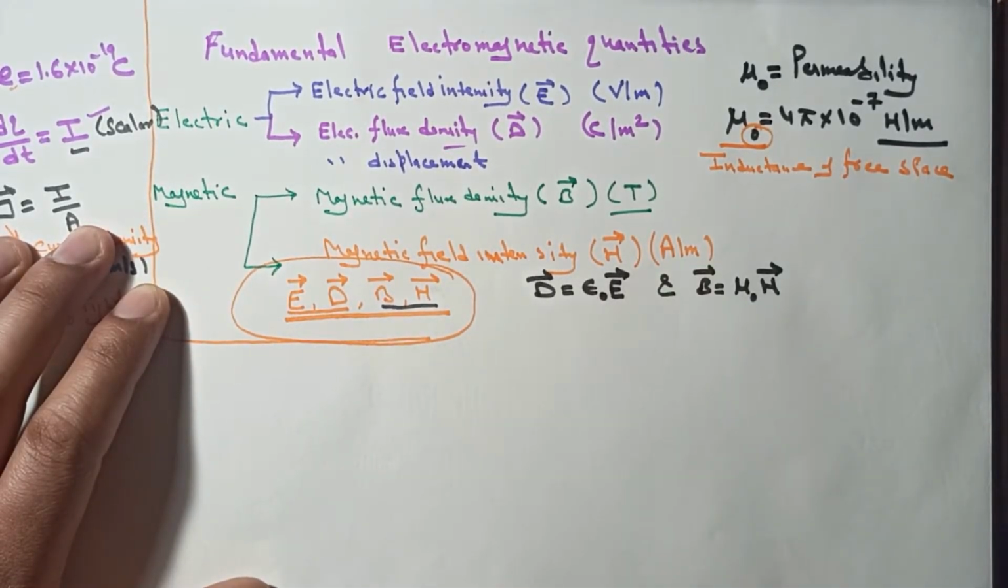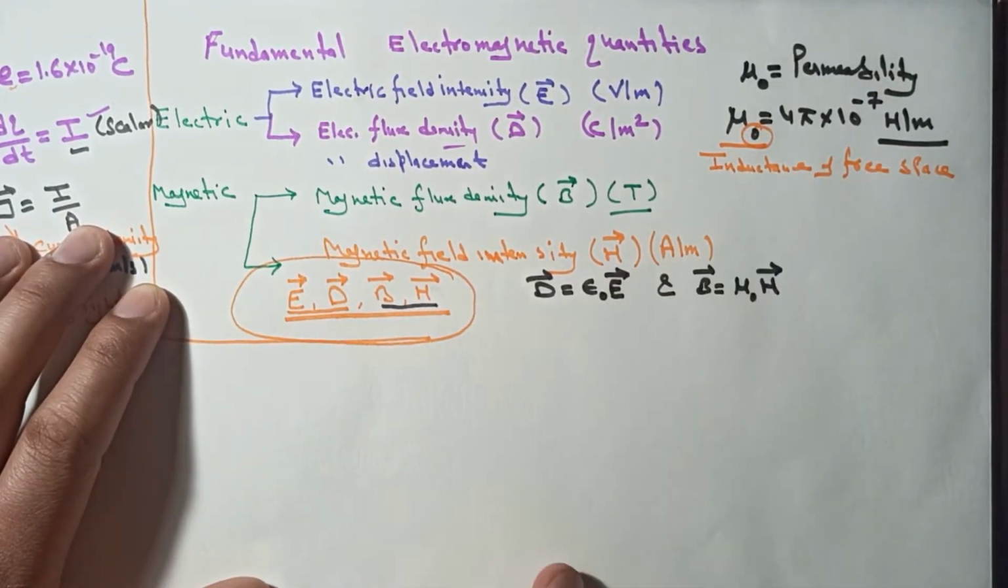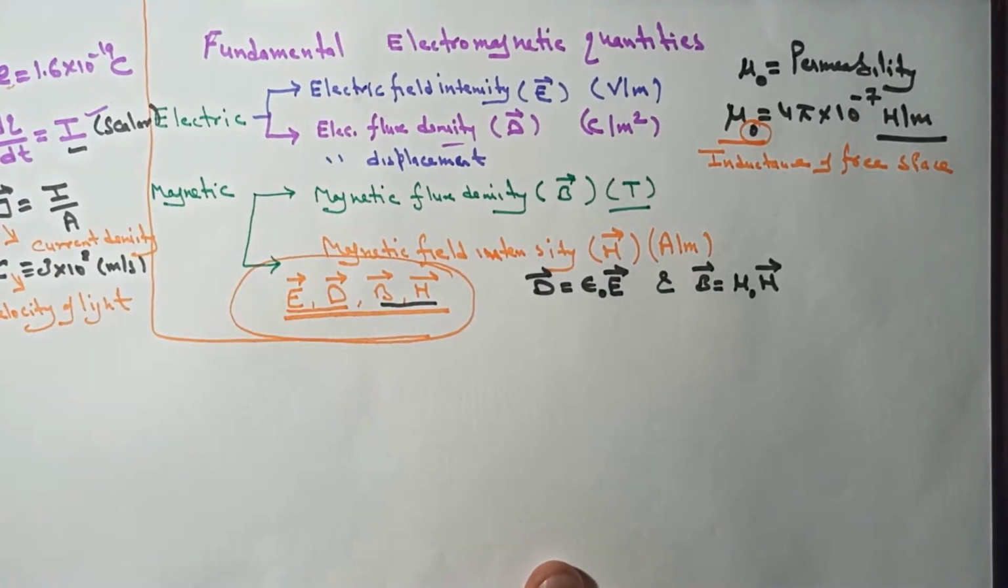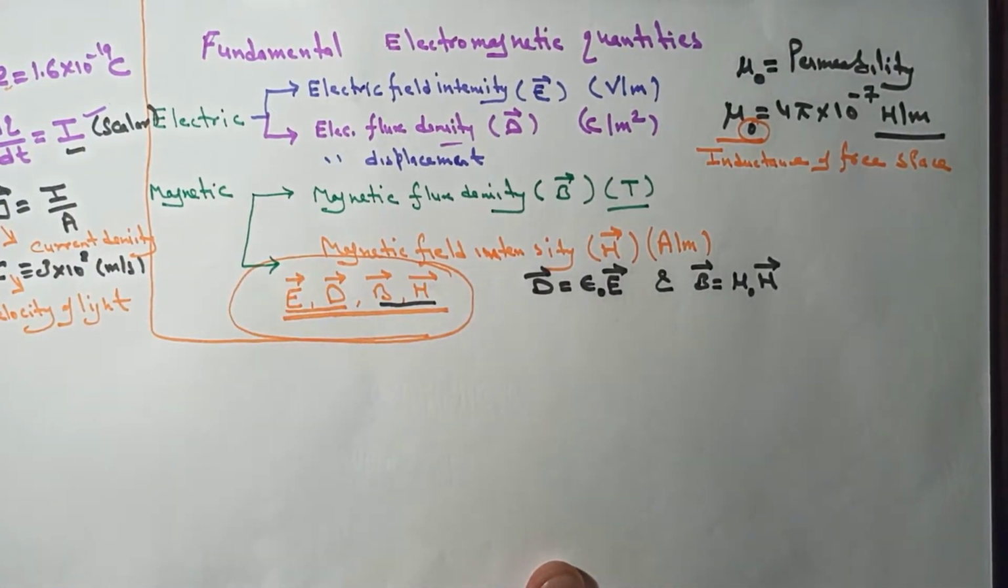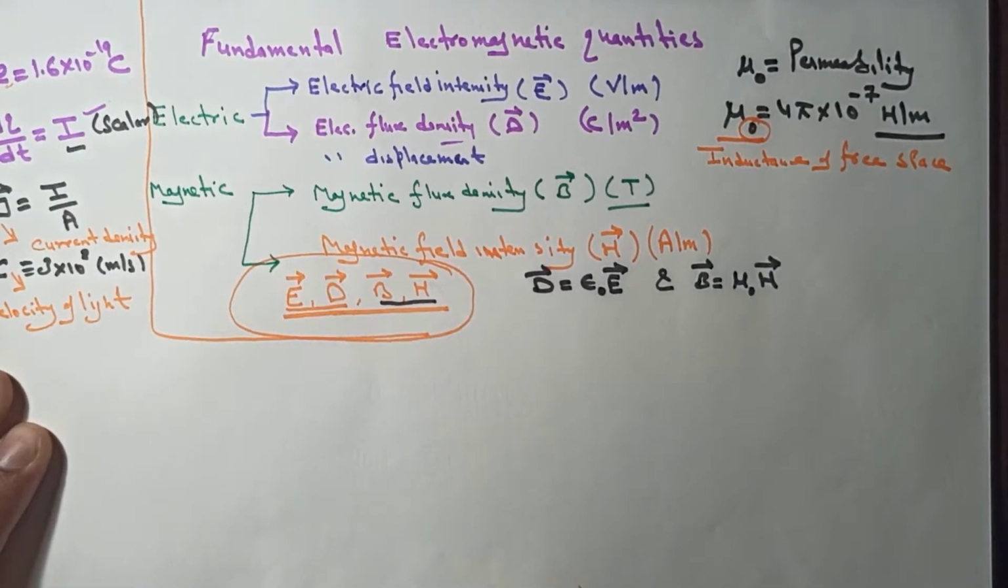As we have the mu naught here, inductance Henry per meter, so it is a distributed parameter. Henry per meter means inductance per unit length. I have discussed it in detail in my first video. Whoever wants to gain the basic knowledge of electromagnetics, just see the first video. The link is in the description.